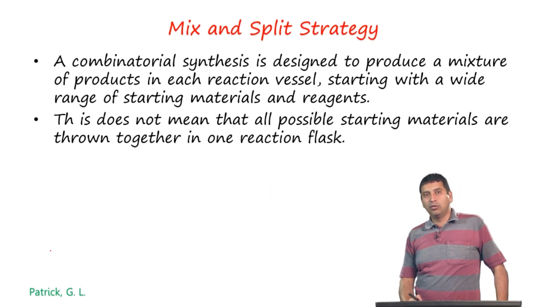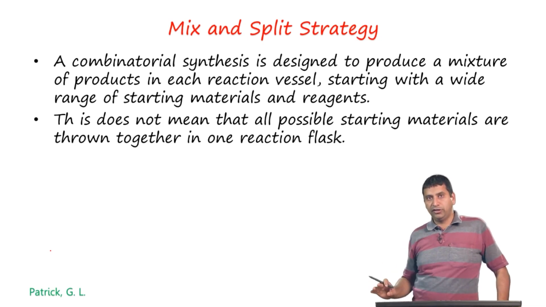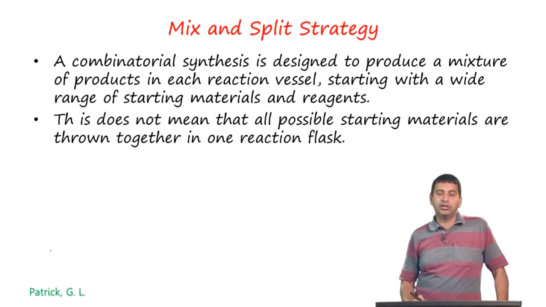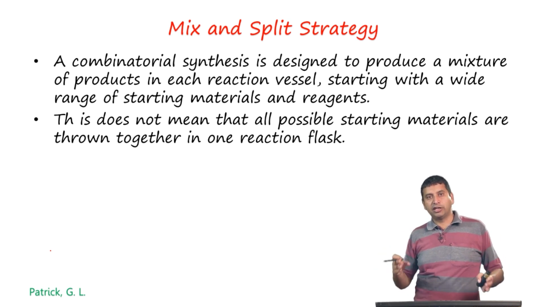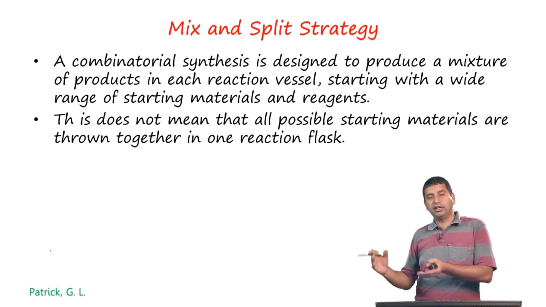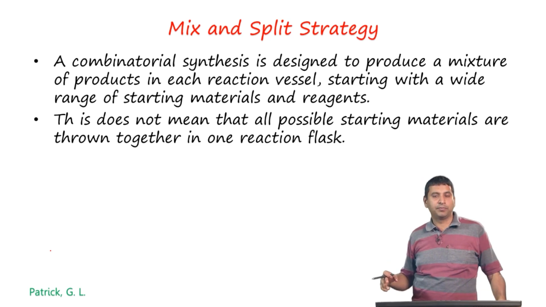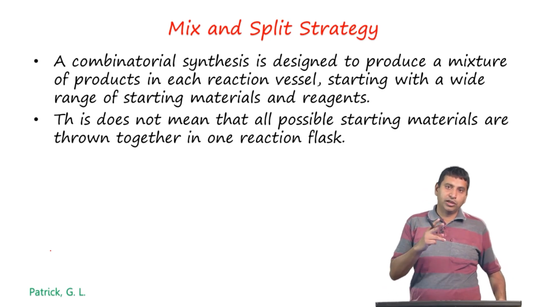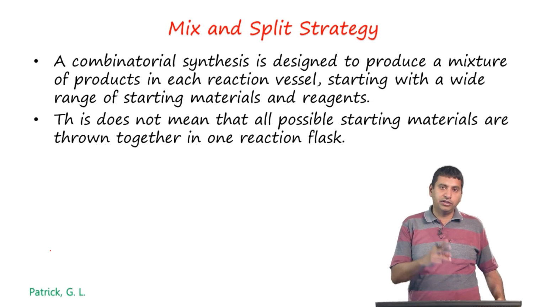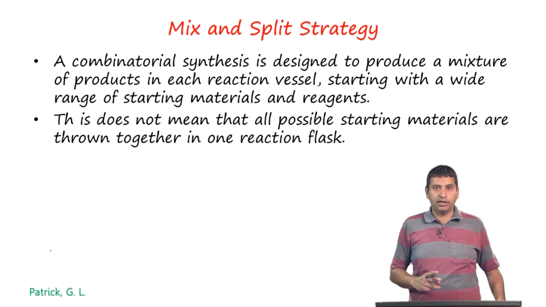Okay. Now, in combinatorial strategy, we do not worry about these individual reactions. What we do is we design it in such a way that we get a mixture of products in each reaction vessel. Okay. So, we aim to start with a wide range of starting materials and reagents, so that we can get diversity in the library. So, this does not mean that all possible starting materials are thrown together in one reaction flask. So, there is a method that we follow, and that is what we are going to explain now.